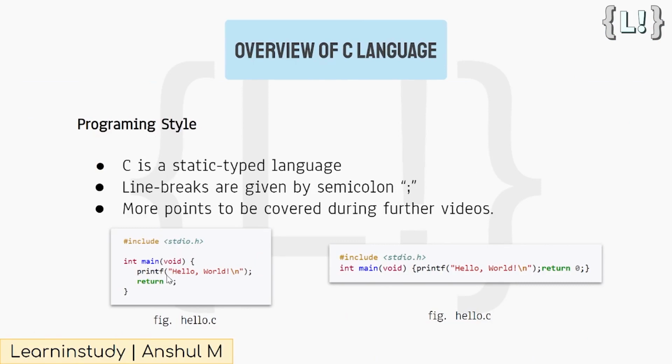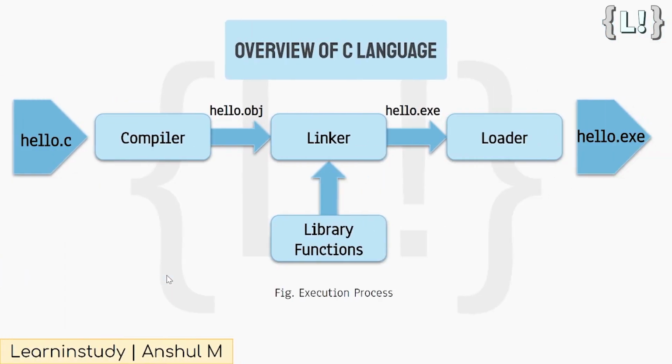Now printf is already compiled in the compiler, and the next step is to link it with our code. So the linker does this job. It takes the hello.obj file and links the library functions which we used, and this linker creates a hello.exe file. Now this hello.exe file can be run directly. To run it, we'll have to pass it on to the RAM. So the loader does this job of passing the .exe file to the RAM, and whenever we run it, we see the output on our screen.